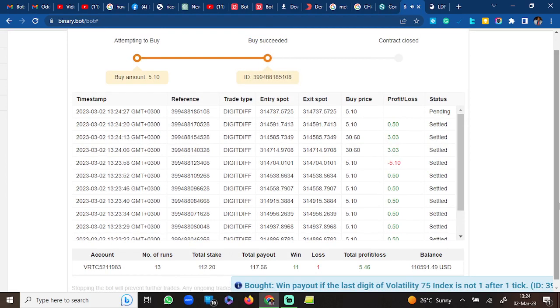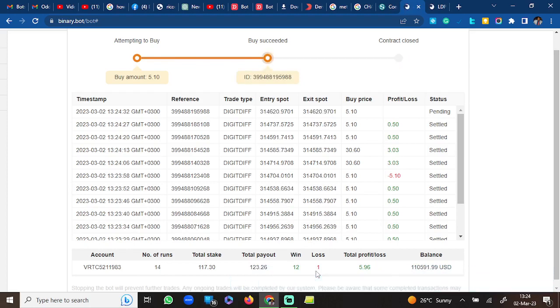So for us to make $50, we will need around 100 runs, which you can still make if you have a good account, in case of anything. Here we go again.